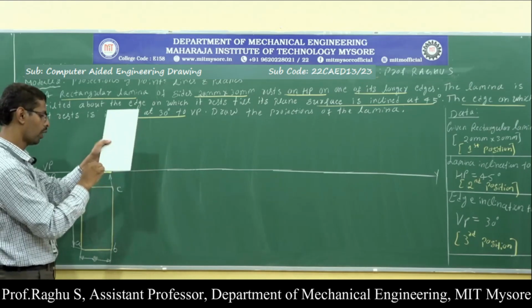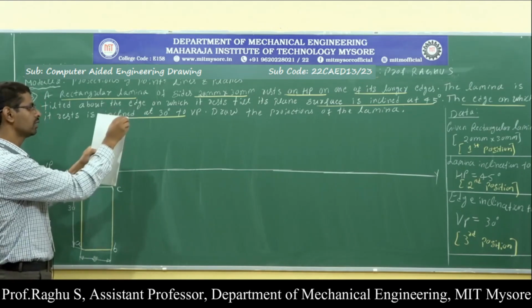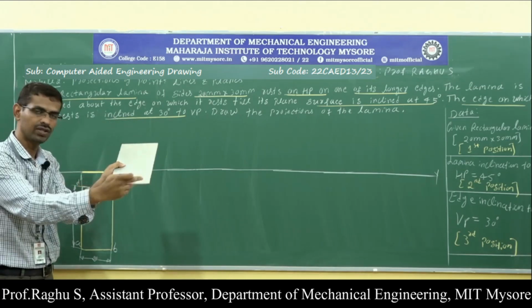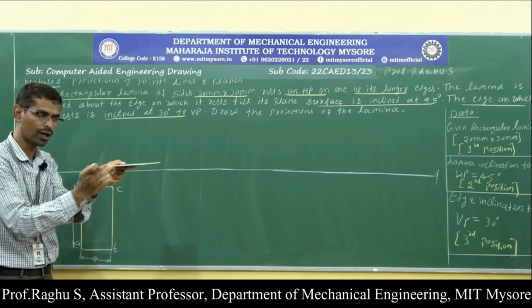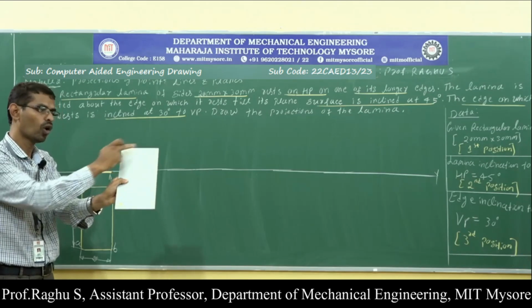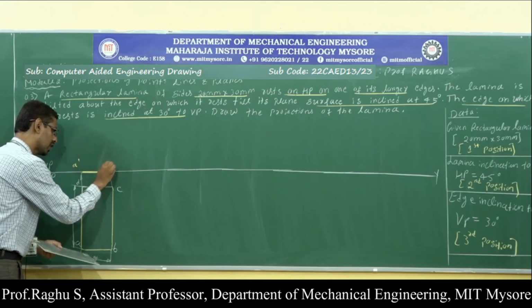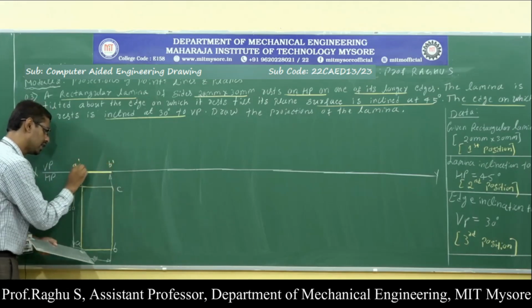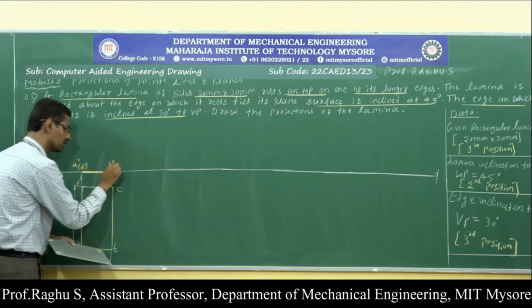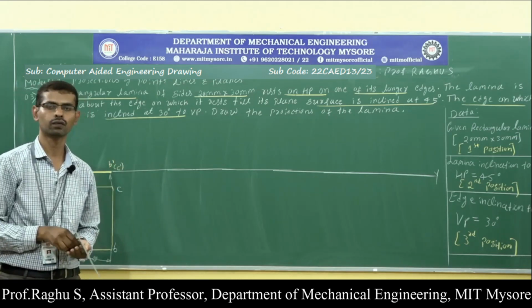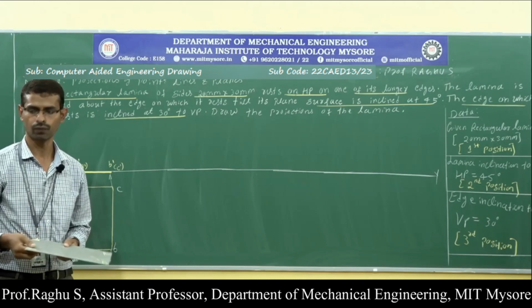Okay, here this is point A, this is point B, this is point C and point D. In the front view, corner A and corner B are visible. Point D and C are invisible. So A dash visible, here B dash visible. D invisible, write it in the bracket. C invisible, write it in the bracket. Now I have completed the first position, top view and front view.